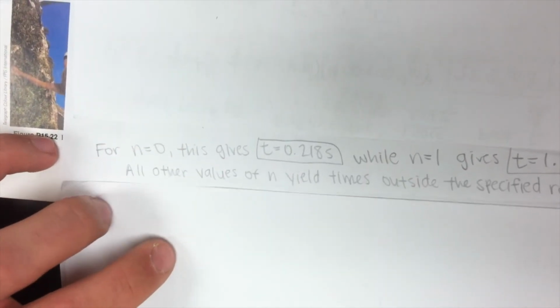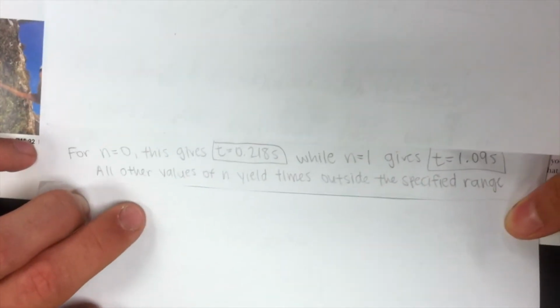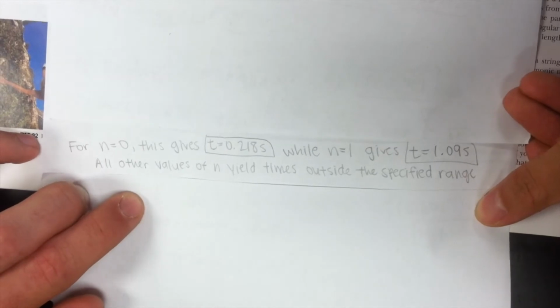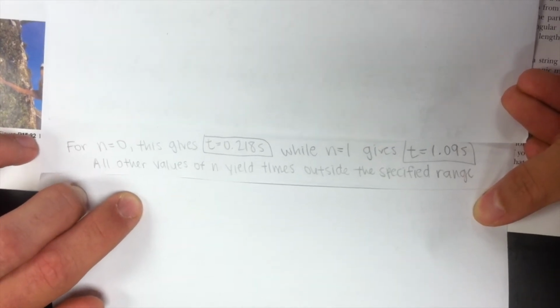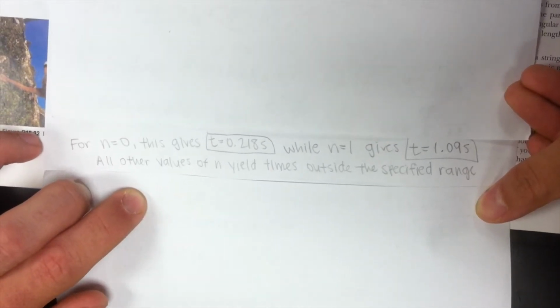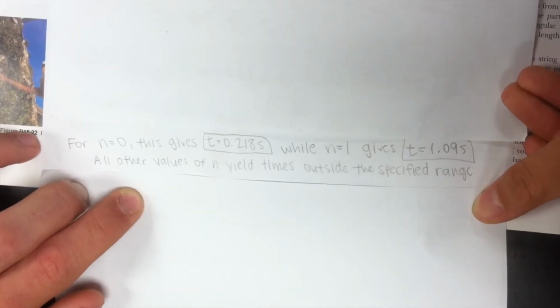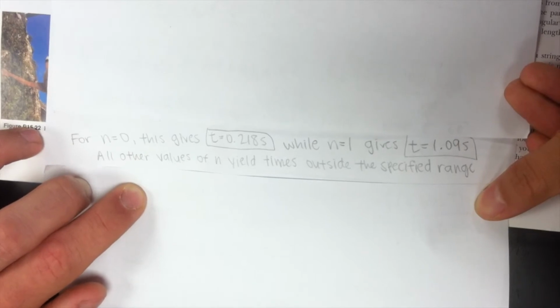With this formula, when n equals 0, we find that t equals 0.218 seconds, and when n equals 1, we find that t equals 1.09 seconds. For all values of n after this, they're outside the specific range of the time, so they're not needed.